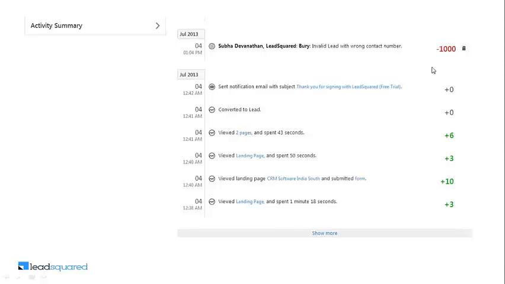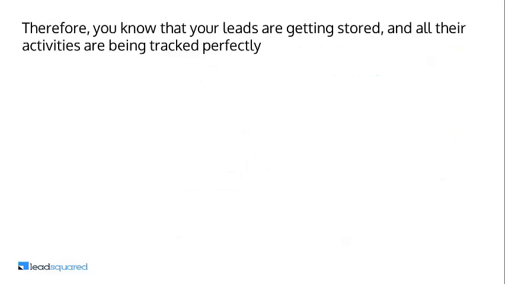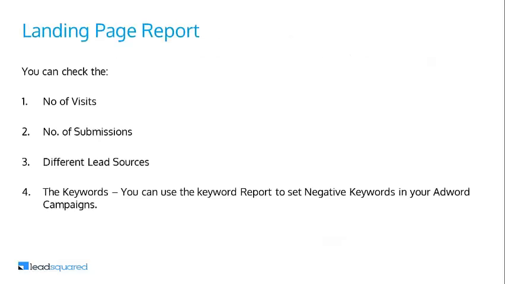Now this lead scoring, it will help you because you'll know which of your leads are good and which of your leads you can ignore for the moment. Whoever is interacting with you more, probably you need to give specific attention to those guys right now. So therefore, you know that your leads are getting stored, and all their activities are being tracked perfectly. Right? Now, with that, I come to the landing page report. On the landing page report, you'll be able to check the number of visits that have happened, the actual number of submissions, the different lead sources, and the keywords. I'll show it to you.